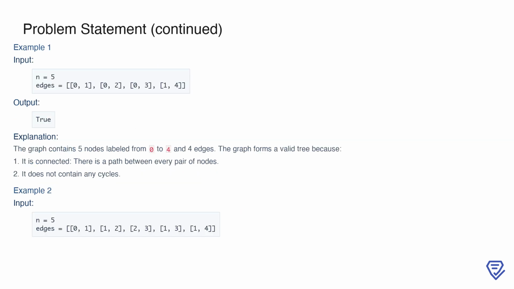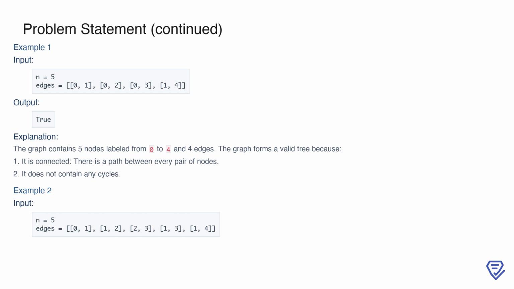To understand this better, let's look at an example. Suppose we have n equals 5 nodes and the edges are given as [0, 1], [0, 2], [0, 3], [1, 4]. The output for this input is true. Why? Because this graph satisfies both conditions for being a valid tree. First, the graph is fully connected, there exists a path between every pair of nodes. Second, it contains no cycles, no node is part of a circular path. This makes it a valid tree.